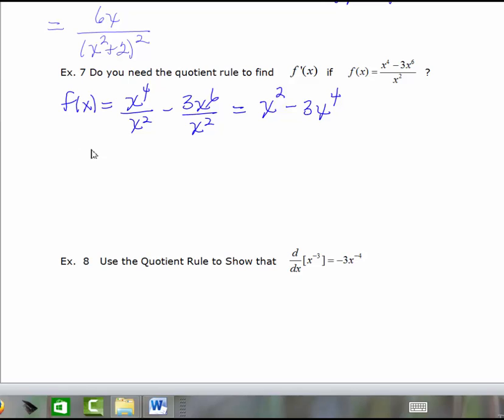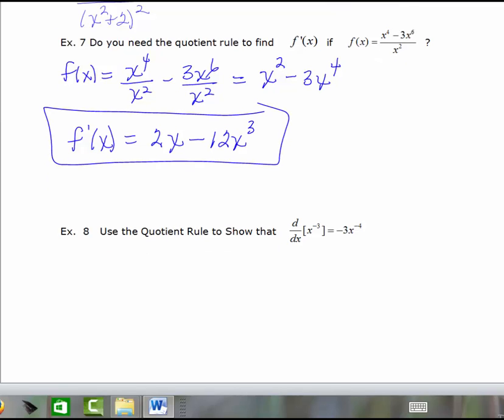Now don't forget, all we did was manipulate the algebra. We haven't taken a derivative yet. So now I'm going to take the derivative. It's just a polynomial, so the derivative of x squared is 2x. The derivative of negative 3x to the 4th is minus 12x cubed. So in this case, we didn't have to use the quotient rule, just like in the prior videos, where if we had a factored polynomial, we could distribute, multiply it out, and use the sum rules instead of the product rule.